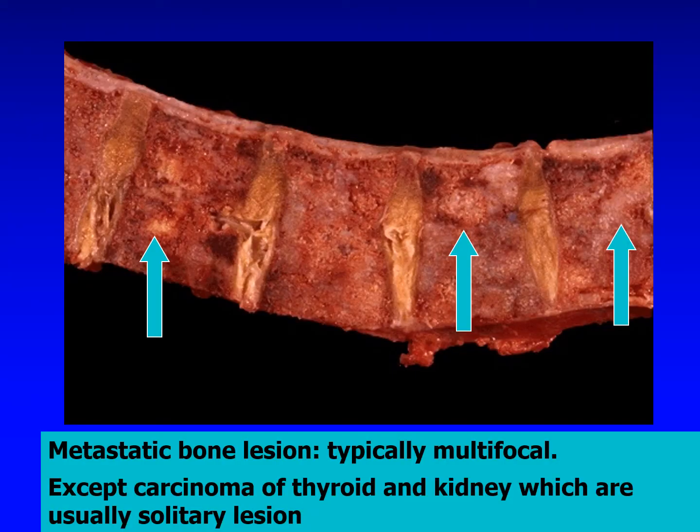Metastatic bone lesions are typically multifocal, as shown in this picture. You can see the vertebral column with the intervertebral disc and the vertebra, you can see these whitish irregular lesions. These are the metastases, and they are multiple.